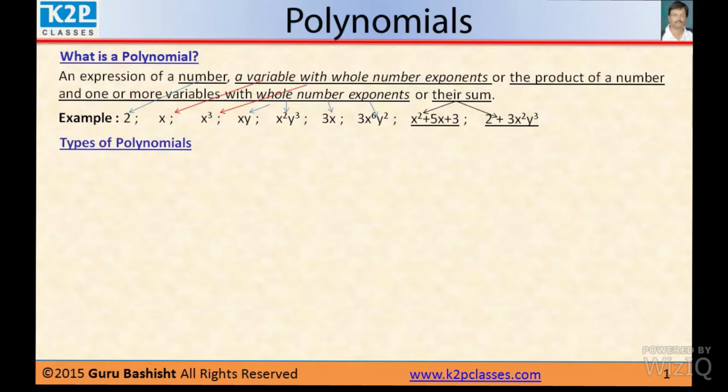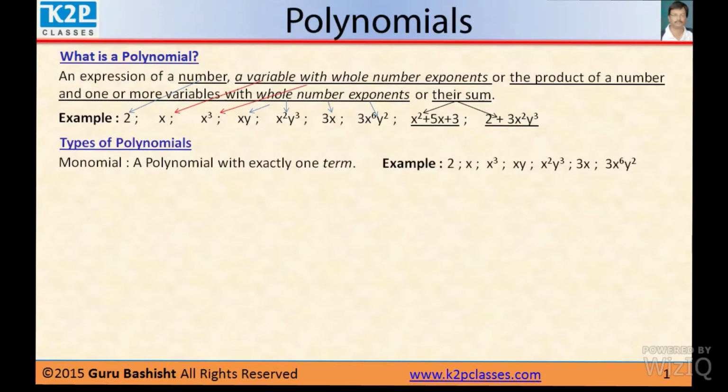Types of polynomials. Monomials are polynomials with exactly one term. Example: 2x, x cubed, xy, x square y cubed, 3x to the power 6 y square. Here we see that none of the terms have any plus or minus sign. So any polynomial having no plus or minus sign is a monomial.